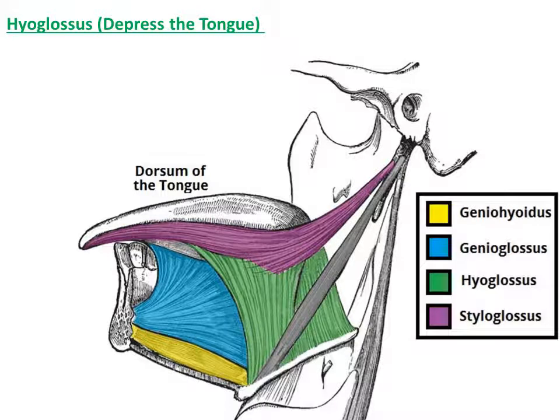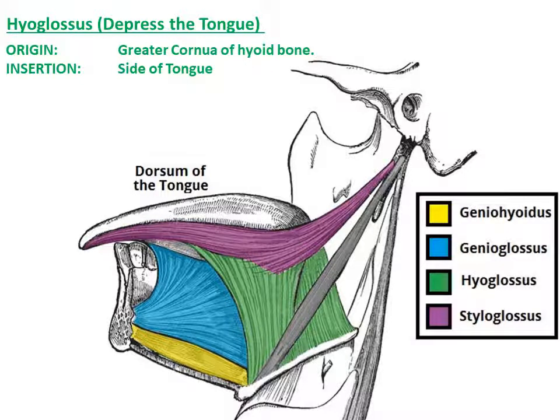Second one is hyoglossus. Function of hyoglossus mainly is to depress the tongue. Origin is from greater corner of hyoid bone. Again from the hyoid bone. Insertion: the side of the tongue. They are shown in green color.